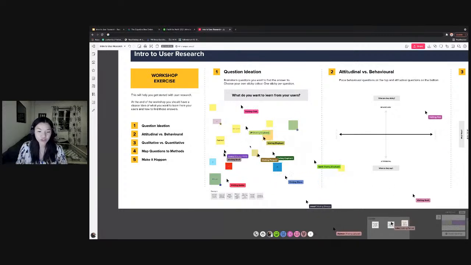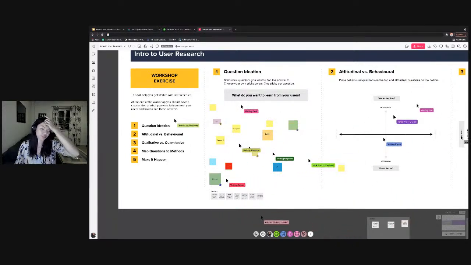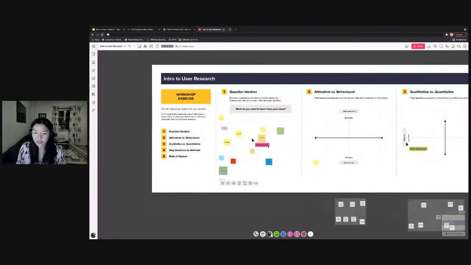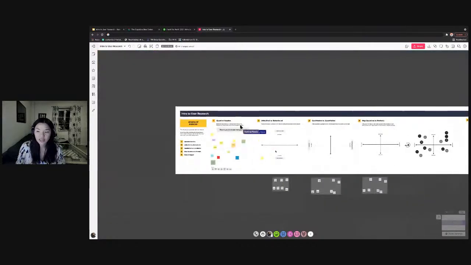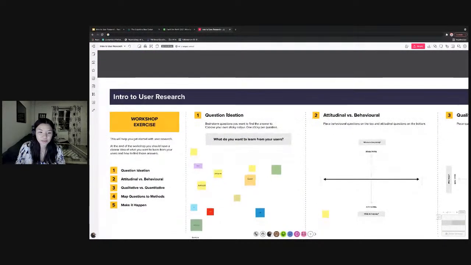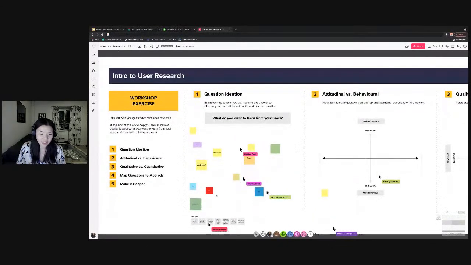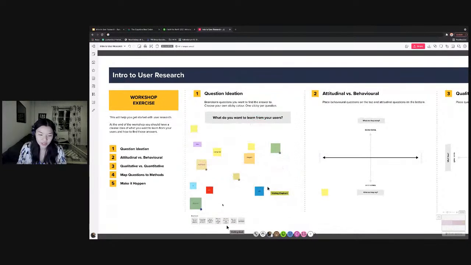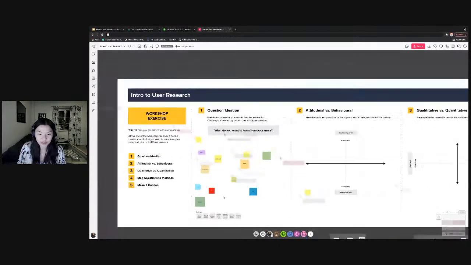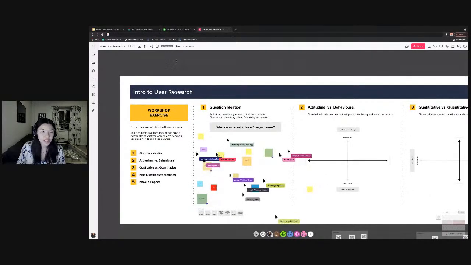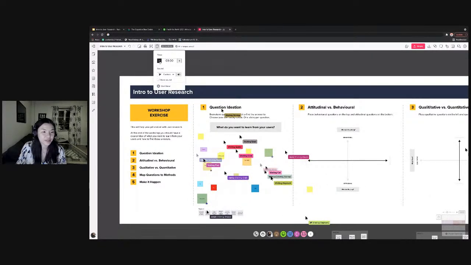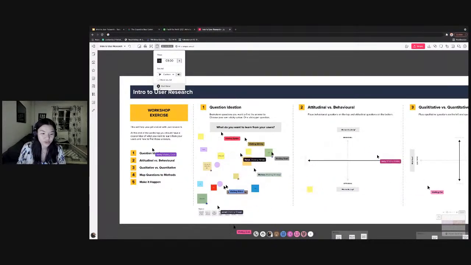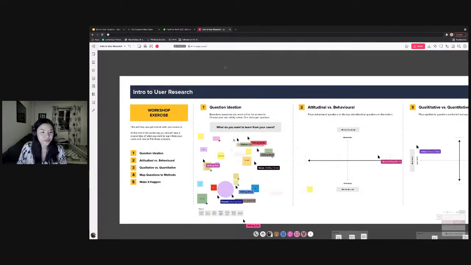Now, on the same board, try to think of some questions that you want to learn from your users. I'll give it a few minutes. I think it's going to take some time for everyone to get used to things. But we're on to this first part here, question ideation. What we're going to be doing is giving everyone some time to reflect and think a little bit about what kind of questions you want to learn about from your users. I will put a timer and we'll give it 3 minutes, and go ahead and start thinking of some questions you want to know from your users.